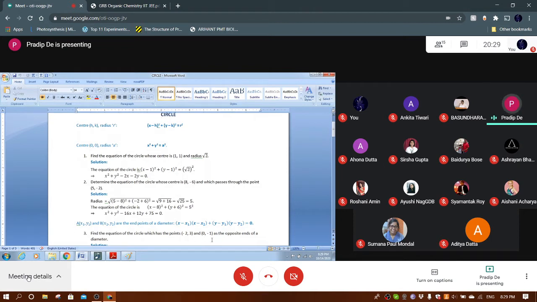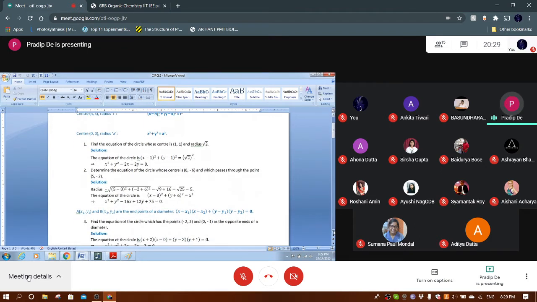First point is x1, y1, second point is x2, y2. Substitute in the formula and you get the equation x minus x1 into x minus x2, that is x plus 2 into x minus 0, plus y minus y1 into y minus y2, that is y minus 3 into y plus 1, is equal to 0.